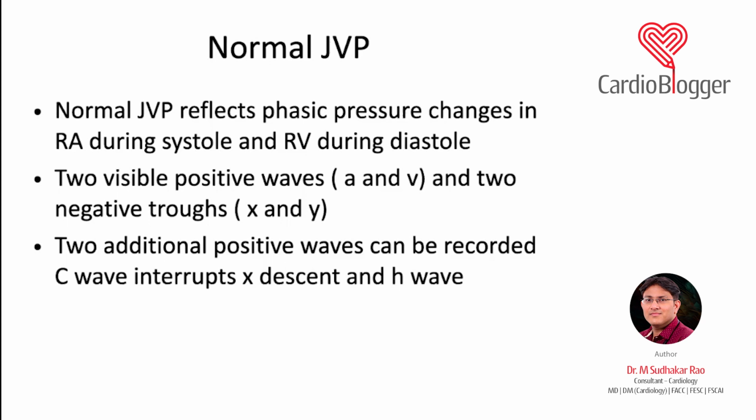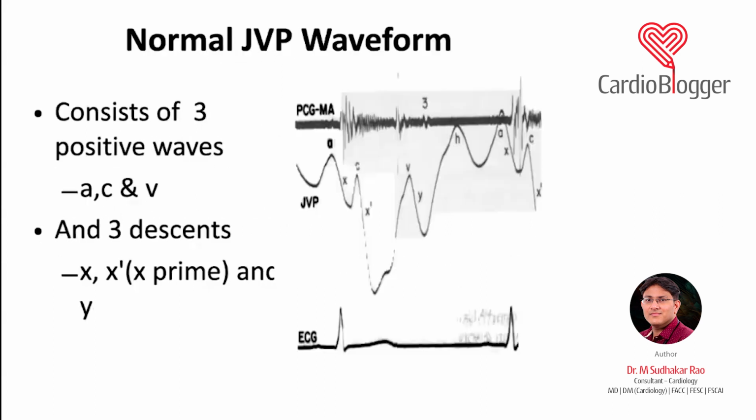Apart from this, there are additional waves, which I already told you, the C wave. C wave is the bulging of the tricuspid valve into the right atrium during the isovolumic relaxation time. So when there is a bulging of the tricuspid valve into the right atrium during the IVRT, it is the cause of C wave. And we also have some waves known as the X dash wave and H wave. Now let's come to it one by one.